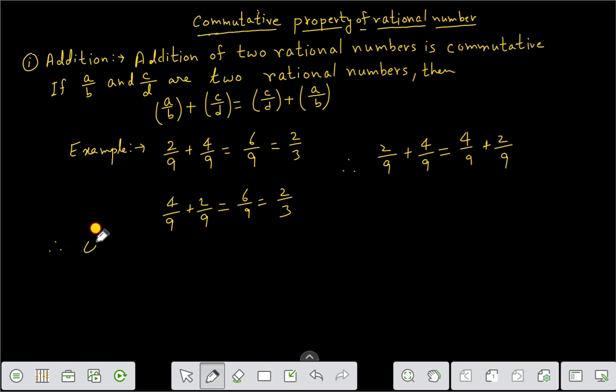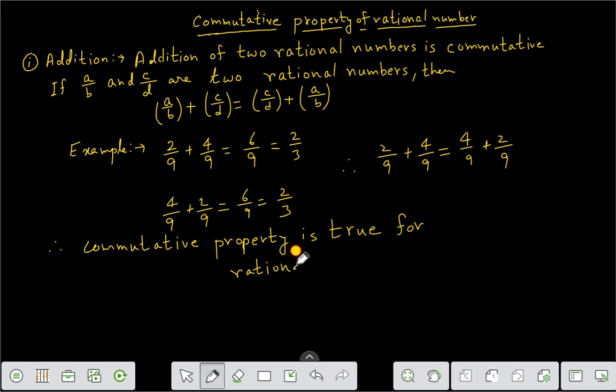Therefore, you can say that commutative property is true for rational numbers.